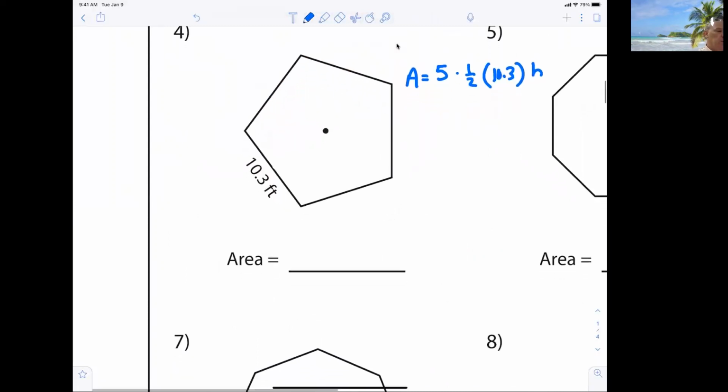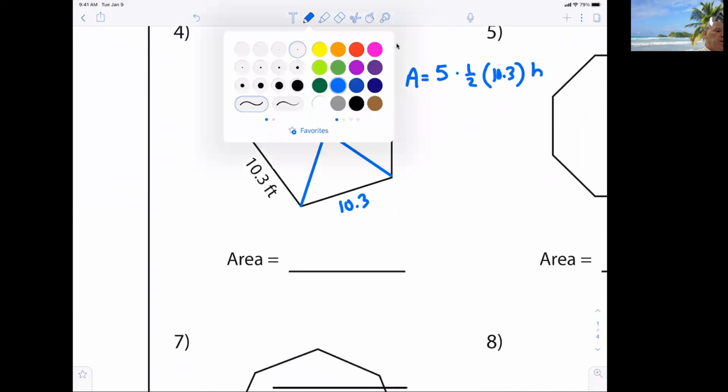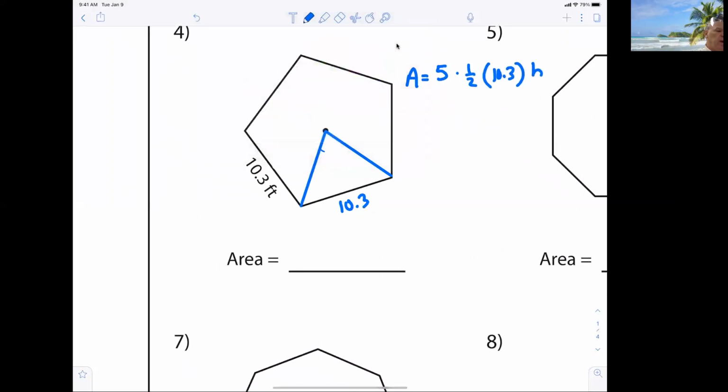All right, so here's what we do. We're going to draw one of the triangles. And then this is 10.3. Does everybody agree with that? Now, what I want to do is I want someone to tell me quickly what the angle here is. What does that angle measure?